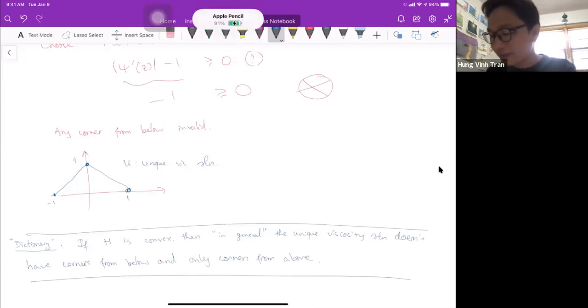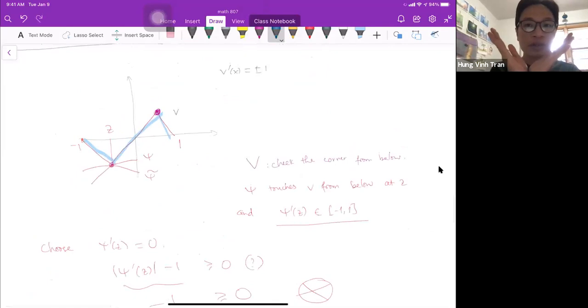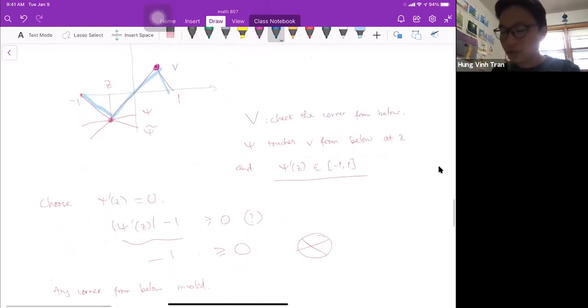But it's evidently clear from this proof, because if you have a corner from below, you can touch it from below with a function of any slopes, and you can make the slope small so that your super solution fails.